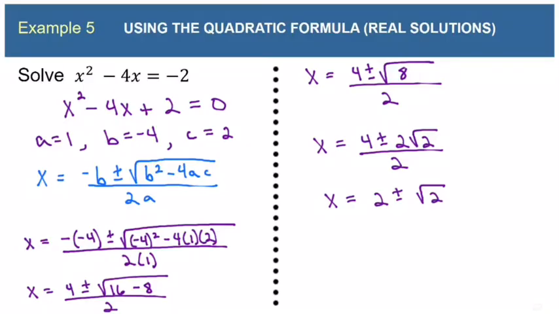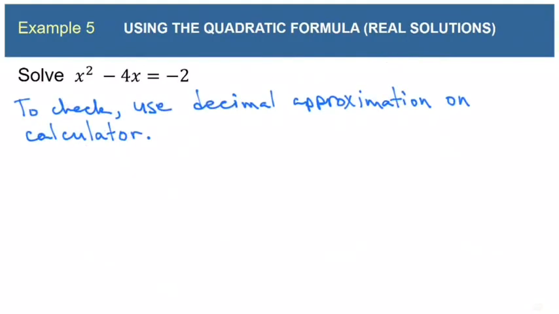If you wanted to write it out in set notation, you would say x equals curly braces 2 plus square root of 2 and 2 minus square root of 2. Now, I showed you how to check your solutions when we factored, but we haven't talked about checking since then. Now, you can check these. You're going to want to depend on your calculator to do it. So to check, use a decimal approximation on your calculator.